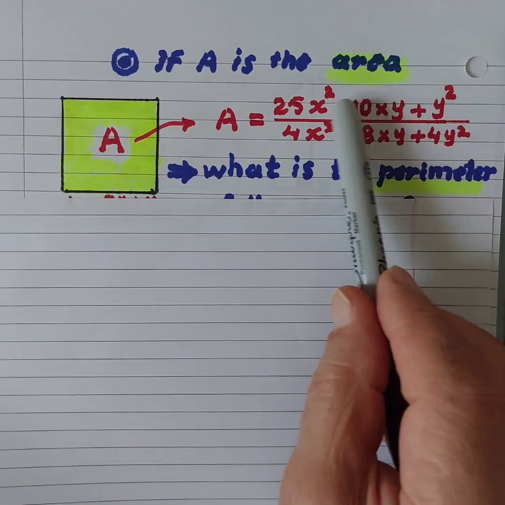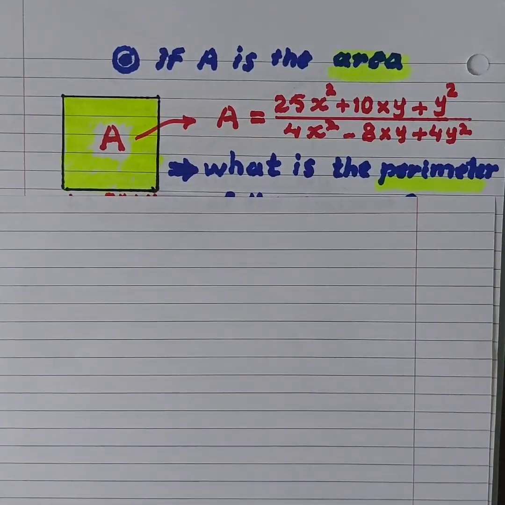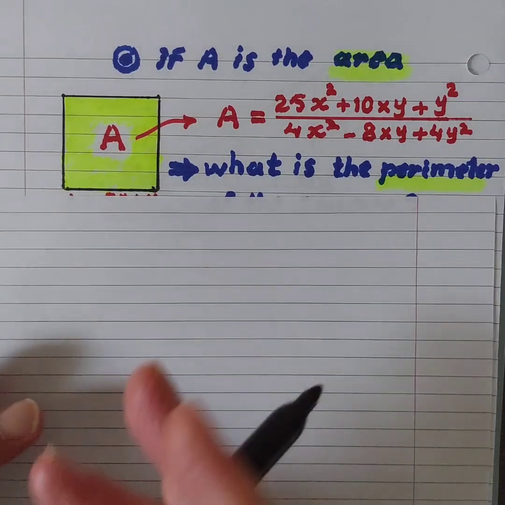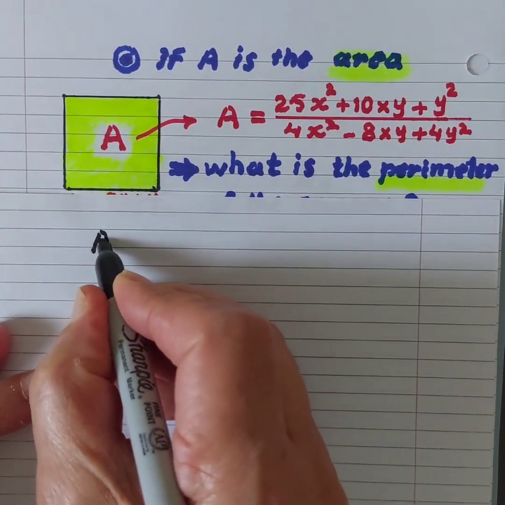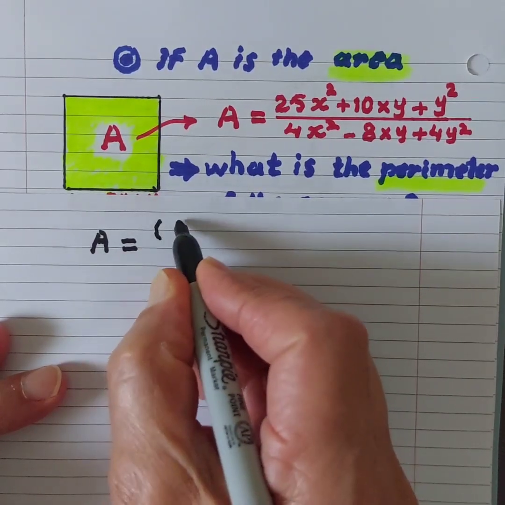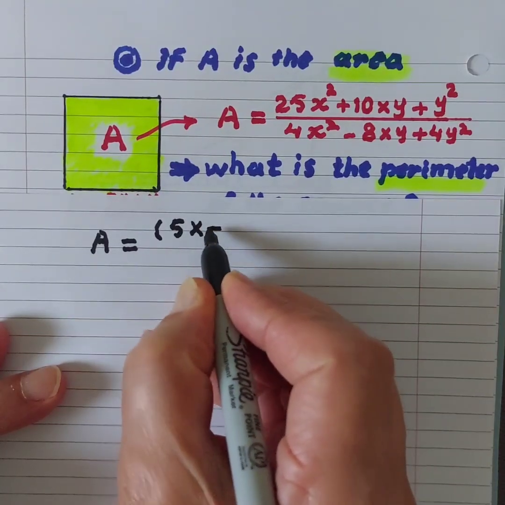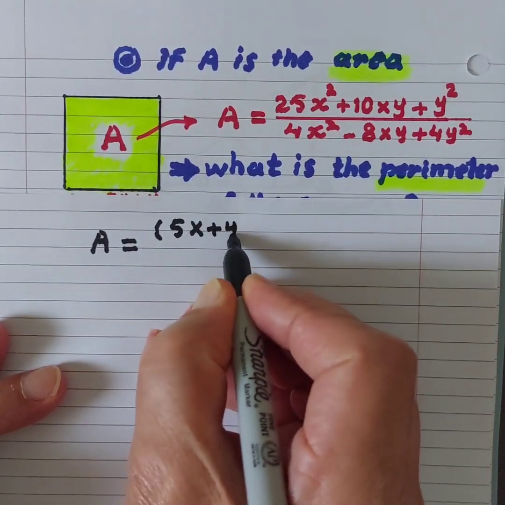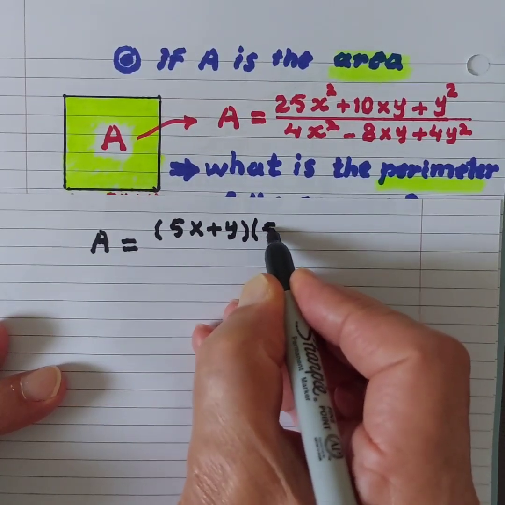So we can write it in simple form as A is 5x plus y, times 5x plus y.